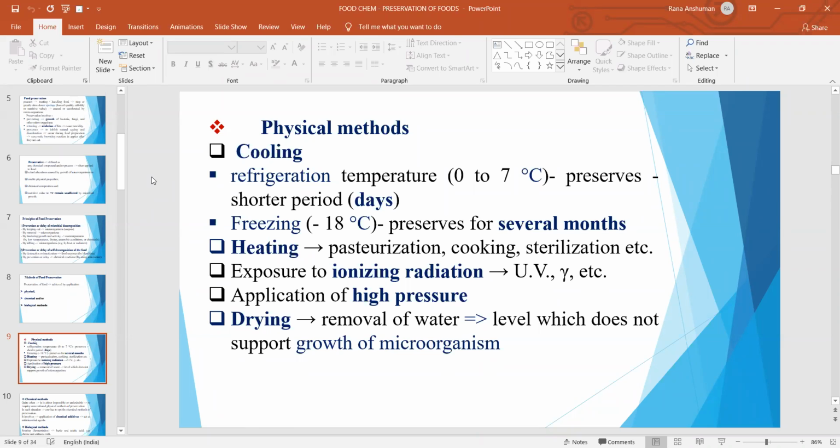Next one is heating. This includes pasteurization, cooking, sterilization of the foods, etc. Next one includes exposure to ionizing radiation, including UV rays, gamma rays, etc. Next one is application of high pressure, and last physical method includes drying of the food materials. This includes removal of water to a level which does not support further growth of microorganisms.